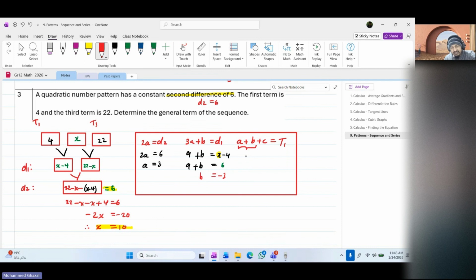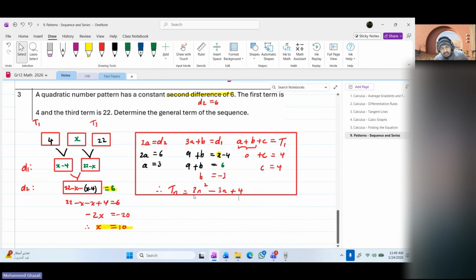You can clearly see a plus b is 0, plus c is equal to term 1. What is term 1? 4. So c is 4. Therefore, my Tn formula is 3n squared minus 3n plus 4. Right, guys? 3n squared minus 3n plus 4. Now, I want to substitute the value of 3 inside over here and double check my formula. So 3 times 3 squared, that's 27, minus 3 times 3, which is 9. 27 minus 9 is 18. 18 plus 4 is 22. So perfect, it works. Okay, so this is my answer, 3n squared minus 3n plus 4.